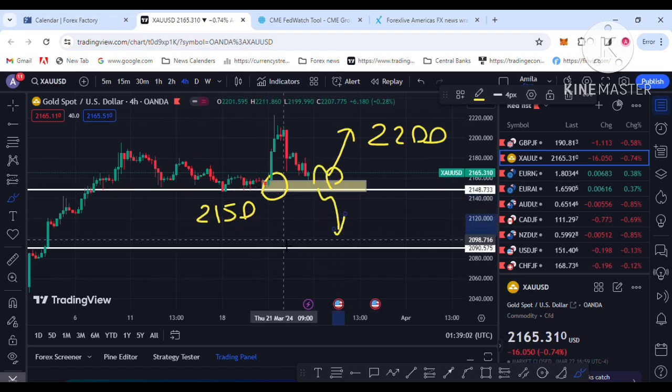Risk management is the key for gold trading. Take trades with smaller time frame confirmations, and money management is the key for gold trading.